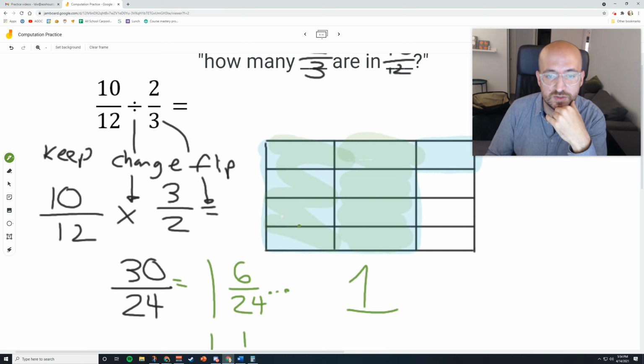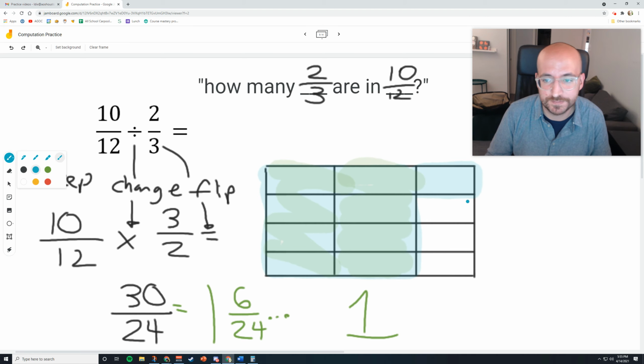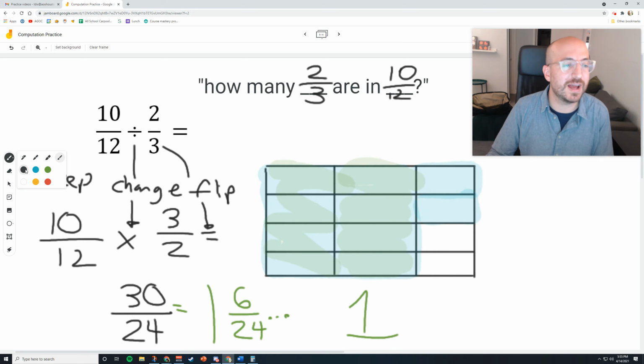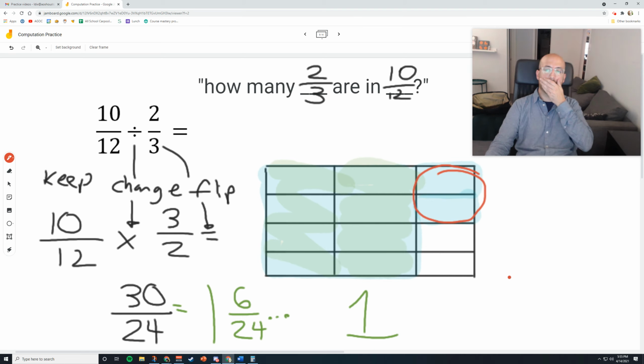Oh, 1, 2, 3, 4, 5, 6, 7, 8. Were any of you like, Mr. Dix, that's not 10 12ths? I messed up. This is 10 12ths. 1, 2, 3, 4, 5, 6, 7, 8, 9, 10 12ths. And here there's 1 2/3 in it. What do we have extra? We have this amount extra, 2 pieces left.